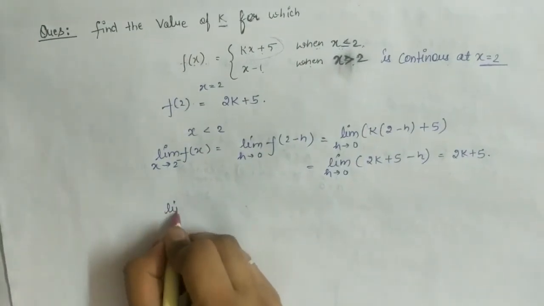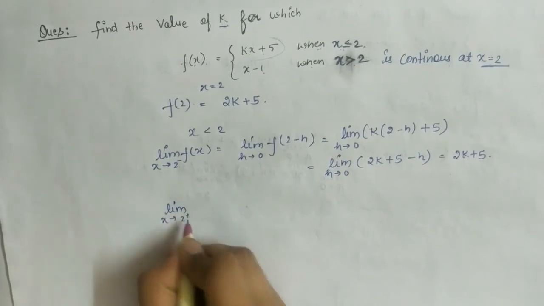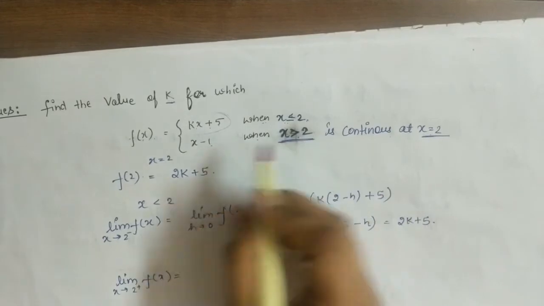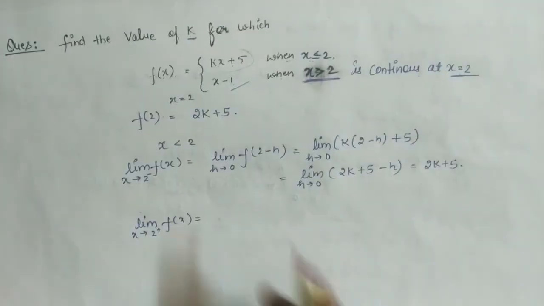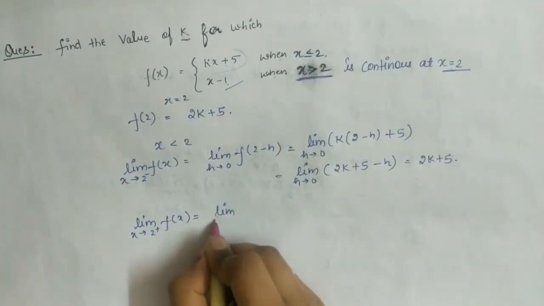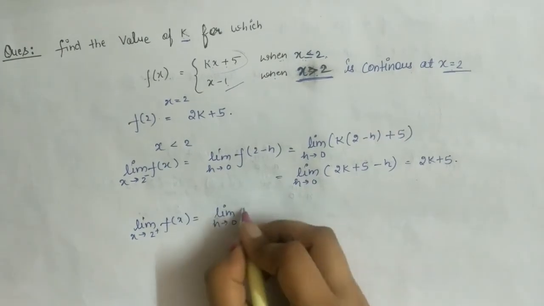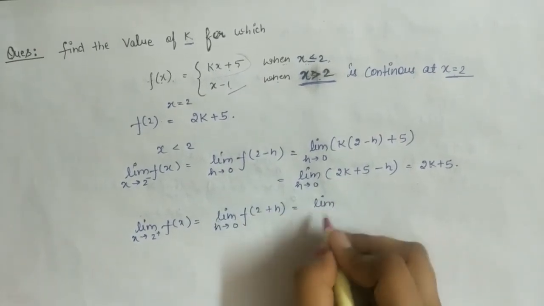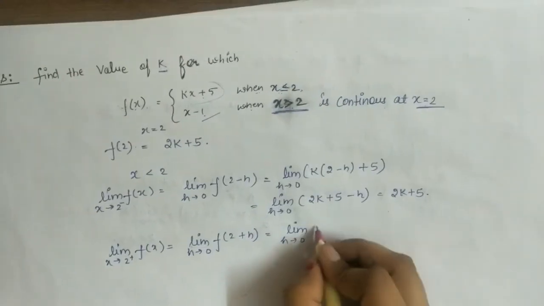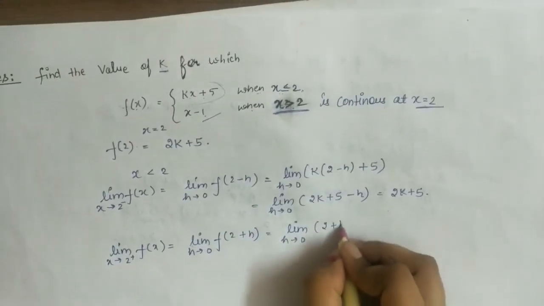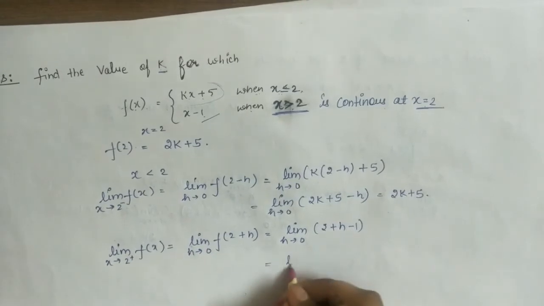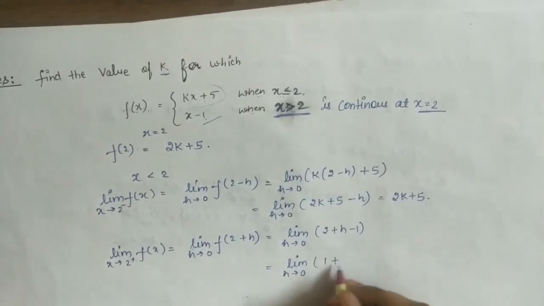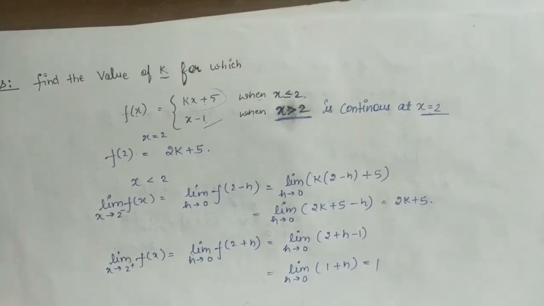Right hand limit: when x is greater than 2, our function is x minus 1. So limit h tends to 0, 2 plus h minus 1 equals limit h tends to 0, 1 plus h, which is equal to 1.